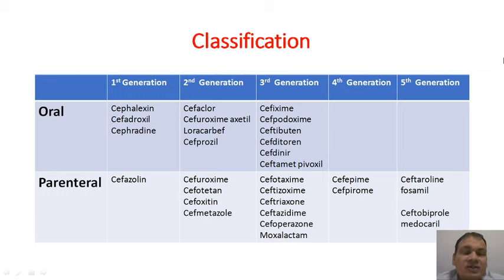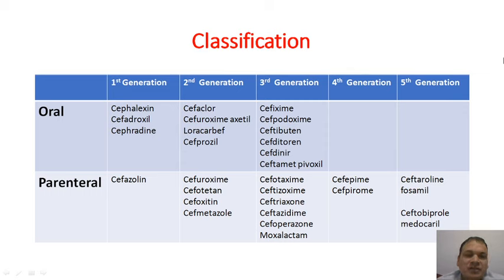Okay, the second generation is again divided into two categories, oral and parenteral. Among the oral, you have got cefaclor, cefuroxime axetil, loracarbef and cefprozil. Okay. Among the parenteral, under the second generation, you have got cefuroxime, cefotetan, cefoxitin and cefmetazole. Okay, fair enough. And their antibacterial spectrum, they are active against your gram-negative bacilli like your E. coli and Klebsiella, Proteus, these microorganisms.